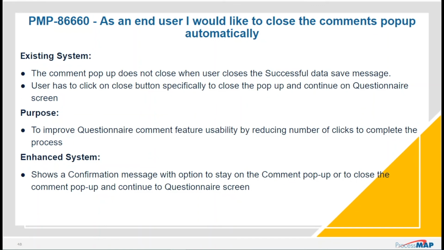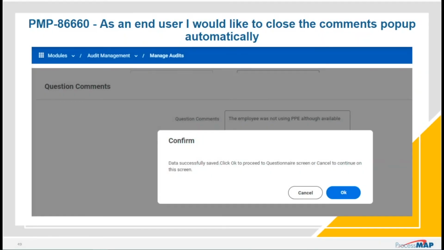Our first update to the audit management module is to help with user usability, and it's to close the comment pop-up automatically. Prior to the 22.2 release, this comment pop-up didn't close when a user closed the successful data save message. So a user would have to click on the close button specifically to close the pop-up and continue on to the questionnaire. Now, in our latest release, the system will show a confirmation message with the option to stay on the comment pop-up or to close and continue to the questionnaire screen.